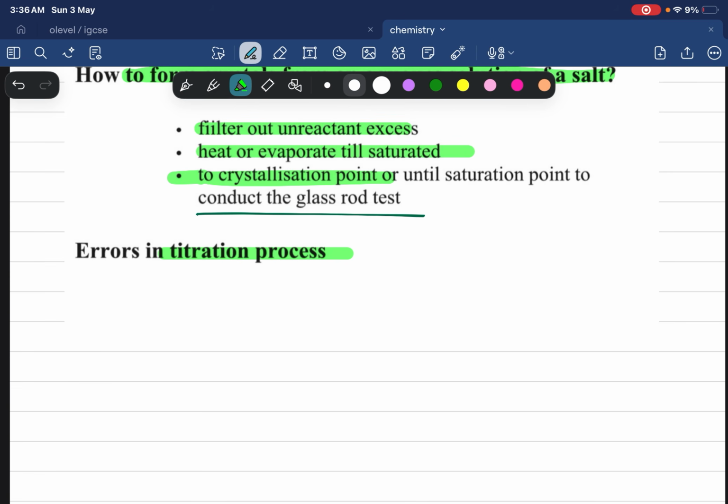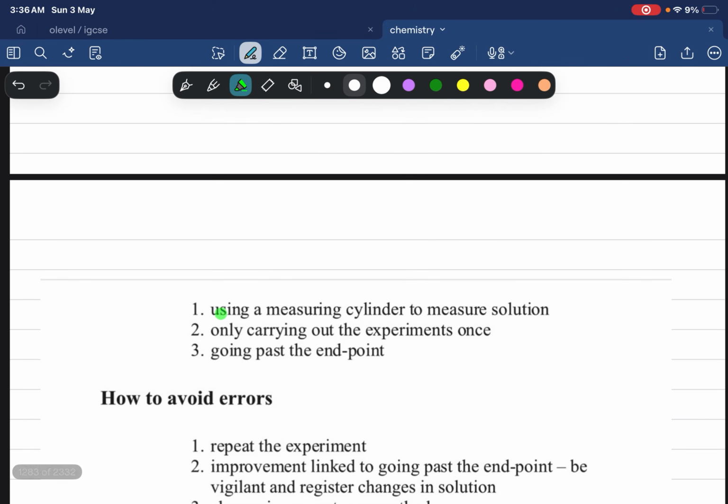Okay, errors in titration process. When you do titration, there can be errors in it. Using a measuring cylinder to measure the solution, this is a very big error. Why is this an error?